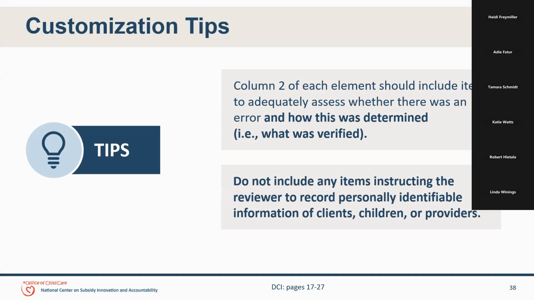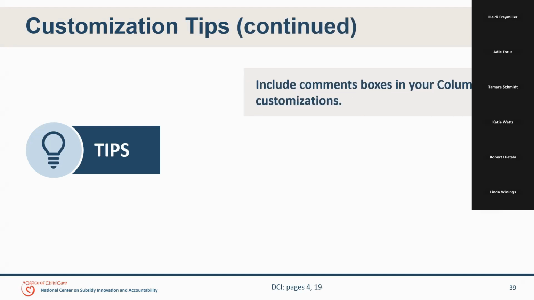The next tip is to not include any items where the reviewer would be asked to record personally identifiable information, and that includes names of clients or children or providers, birth dates, addresses, workplace names, or provider license numbers. We recommend that you include comment boxes in column 2 of each element. Comment boxes will allow reviewers to record any information that cannot be captured by other items in the element.